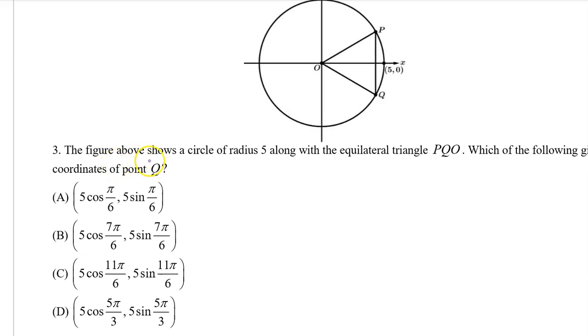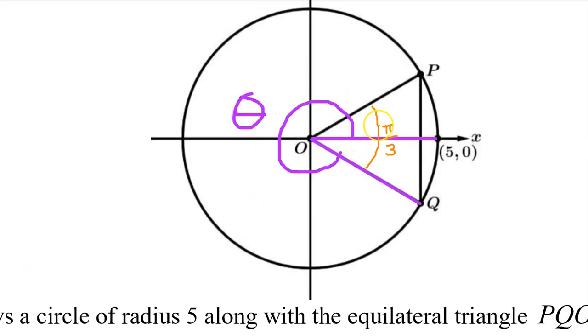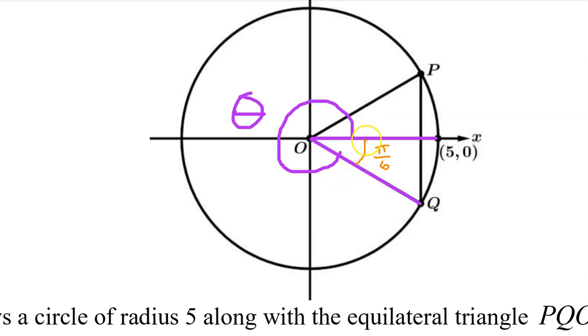Number 3. The figure above shows a circle of radius 5 along with the equilateral triangle PQO. Which of the following gives the coordinates of point Q? We need to find the measure of angle theta in standard position that starts on the positive x-axis and then rotates around and ends at Q. We know that all three angles of an equilateral triangle are pi over 3 radians. But this angle is being split in half, so each side will be pi over 6. Specifically, this angle right here is pi over 6.